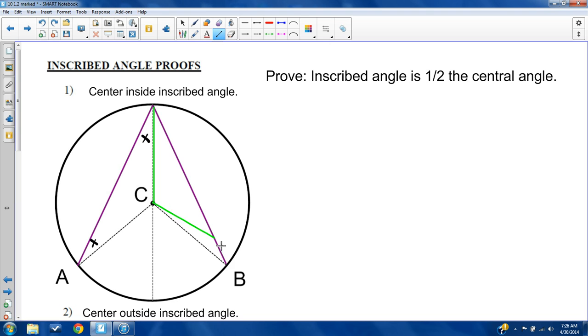If I have this radius and this radius, two radii are congruent. So again, congruent sides means I have an isosceles triangle right here. An isosceles triangle means that these two angles are congruent. Boom and boom. So I'm going to go ahead and label them.